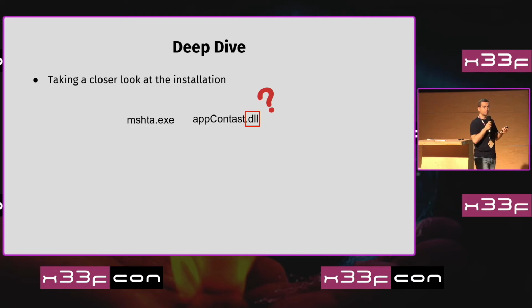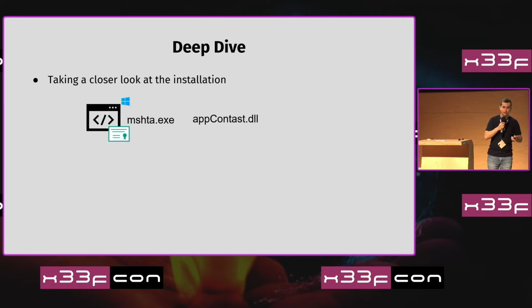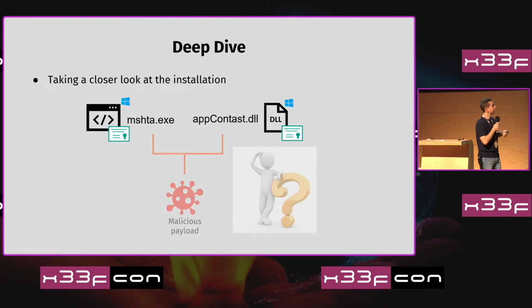Now, the next question that we had is, MSHTA is, as I said, built into the operating system inside the System32 folder, and it's a signed program by Microsoft. And when we took a look at the appcontest.dll, the file that was downloaded by the script, we saw that it was a DLL and it was also signed by Microsoft with a valid signature. But when running this command together, we get the malicious payload injected into MSI exec. So how is that possible? I don't think that Microsoft released a malware.